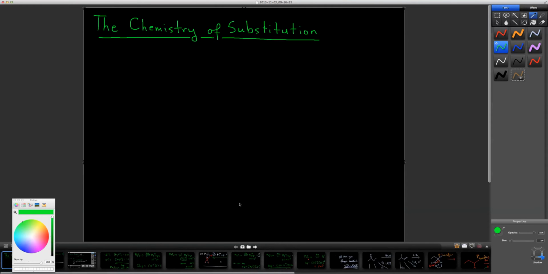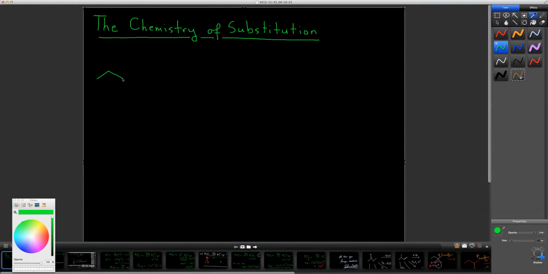This week in class, we're going to discuss the chemistry of substitution and the mechanisms that account for this particular chemistry. No matter whether we're talking about what we will call an SN1 reaction or an SN2 reaction, the following will always take place.